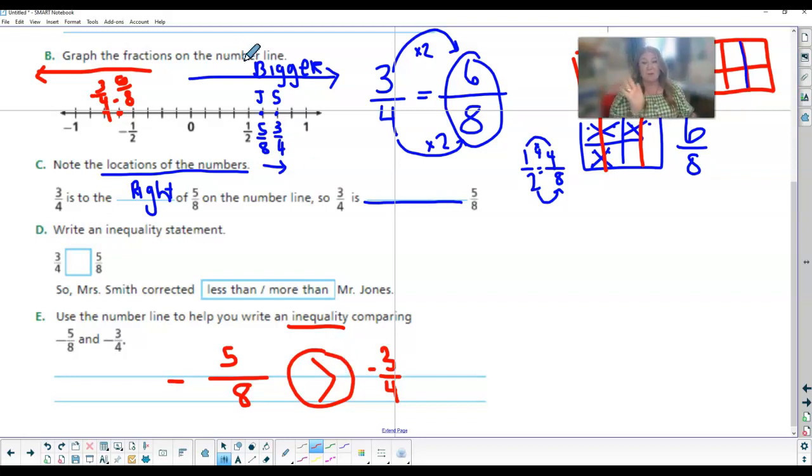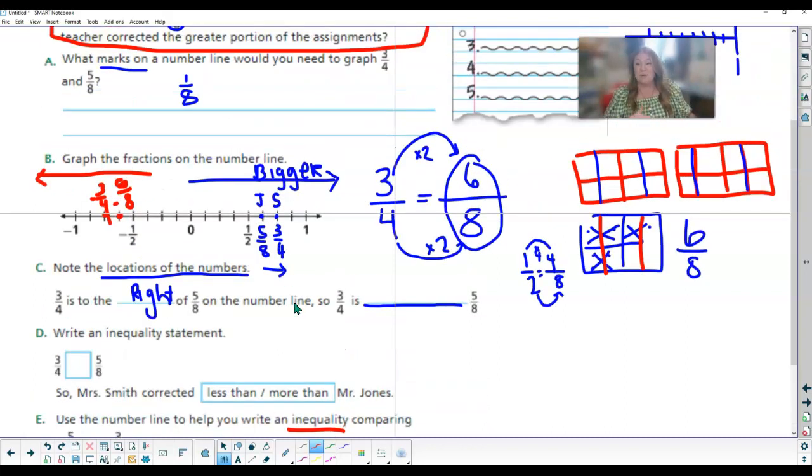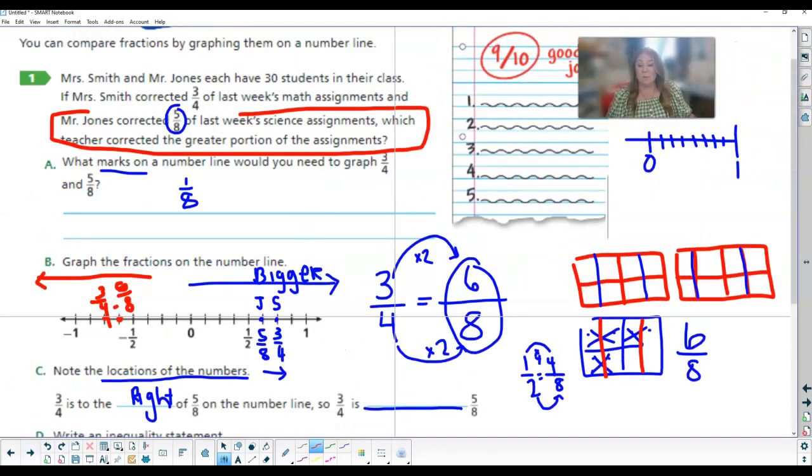So you just have to think about which way am I going on my number line. So make sure you have done all of task 1 with me.